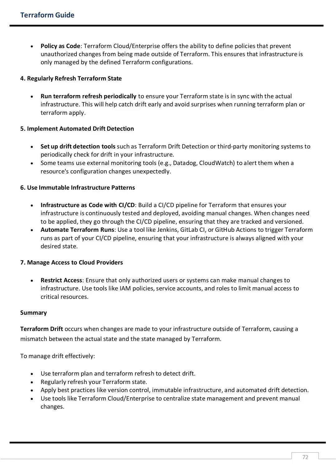6. Use immutable infrastructure patterns. Infrastructure as code with CI/CD. Build a CI/CD pipeline for Terraform that ensures your infrastructure is continuously tested and deployed, avoiding manual changes. When changes need to be applied, they go through the CI/CD pipeline, ensuring that they are tracked and versioned. Automate Terraform runs. Use a tool like Jenkins, GitLab CI, or GitHub Actions to trigger Terraform runs as part of your CI/CD pipeline, ensuring that your infrastructure is always aligned with your desired state.